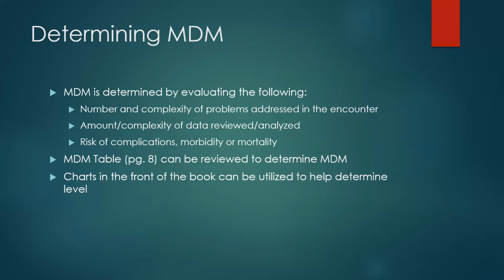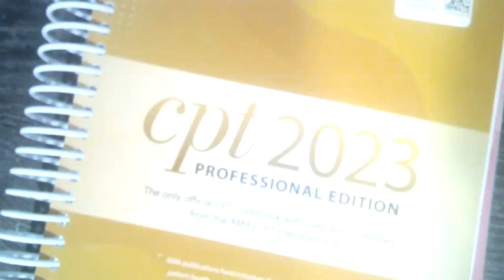So we use all three of these measures in order to determine the level of MDM, and then that in turn helps us pick the code. There are two really helpful things that we can look at in our manual. One of them is the MDM table, which we'll look at here in a second, and the other is the charts in the front of the book. We'll look at both of those. So we have an example to go through, but I want to show you the book here real quick one more time before we go through an example.